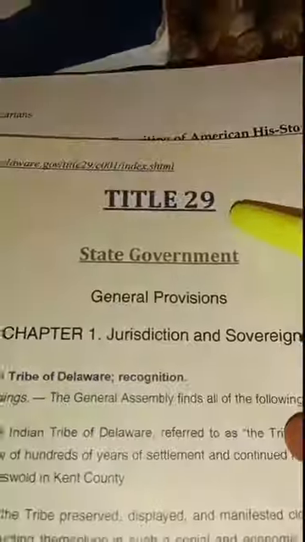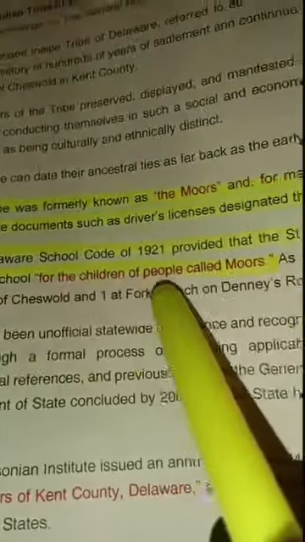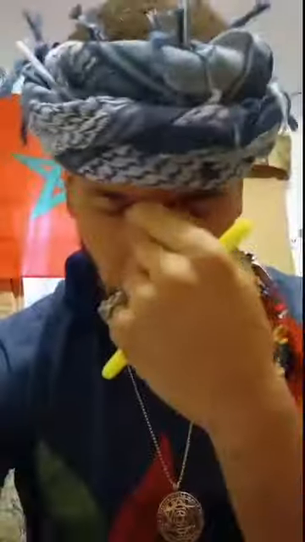Now check this out. Book reference. Title 29. Lenape Indian Tribe of Delaware. The tribe was formerly known as the Moors. What? Run that back. The tribe was formerly known as the Moors. What was you saying again? The Delaware School Code of 1921 established a school for children of people called Moors.